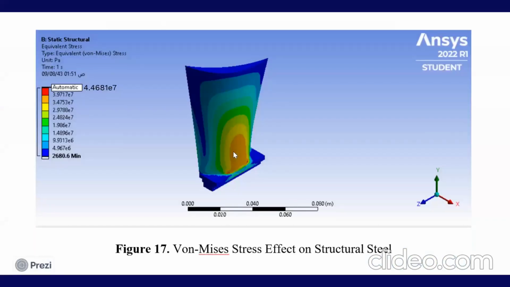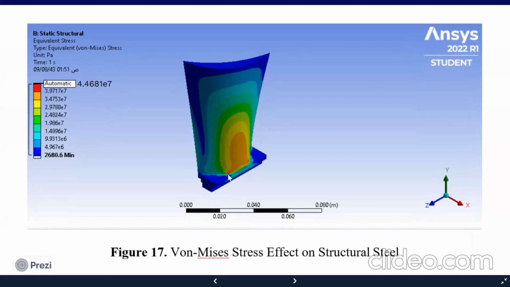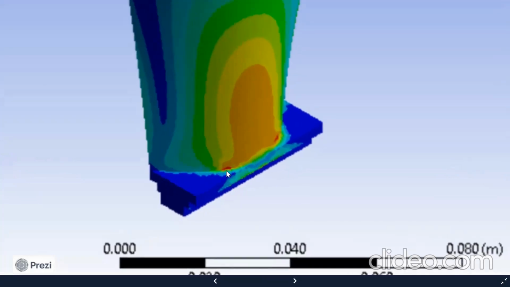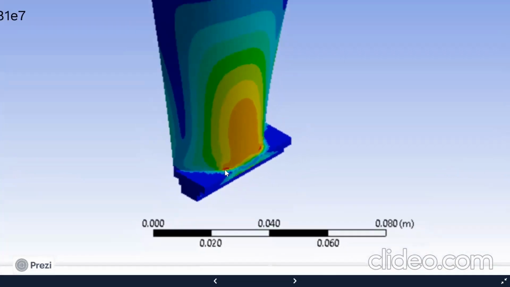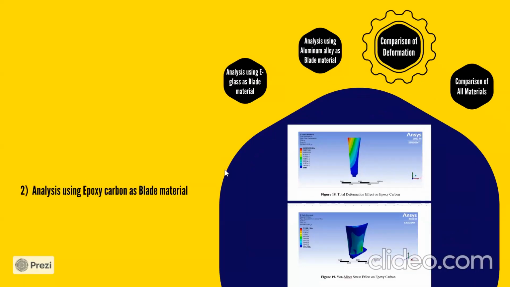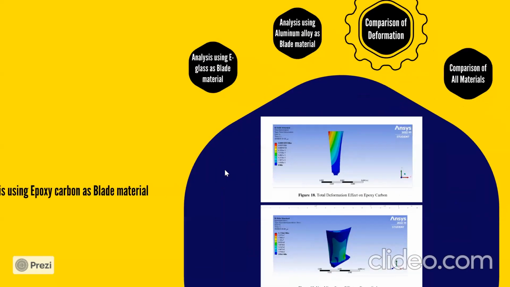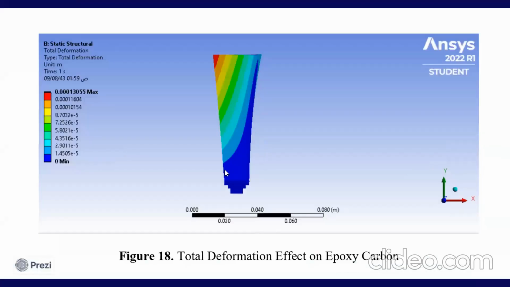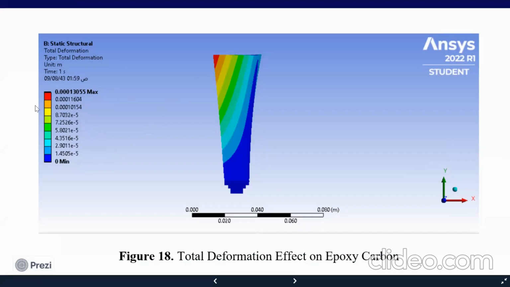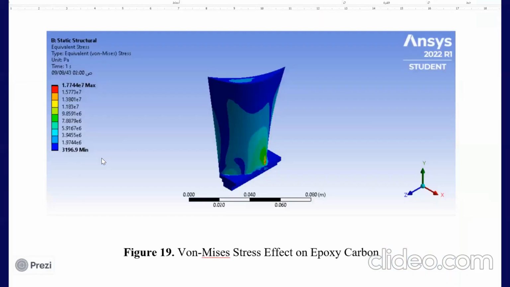Here is the stress affecting structural steel. As we can see here in the base metal, there is too much stress. And you can see the value on another slide. Here, analysis using epoxy carbon as the blade material. Here, the deformation also, as we can see at the corner, this is the value of the deformation. The unit is meters. Here, this is the stress for epoxy carbon, and the unit is Pascal.